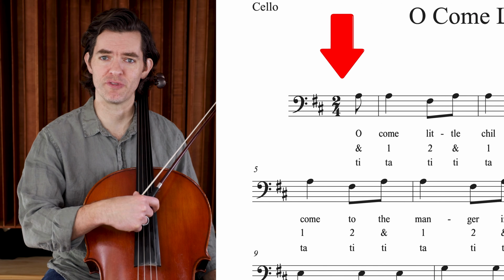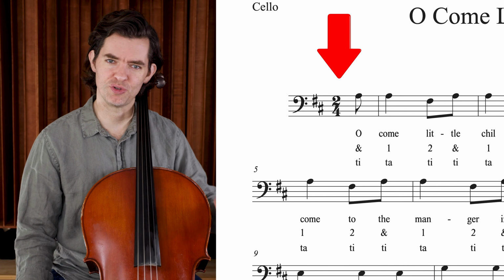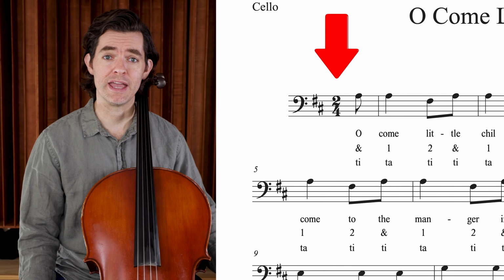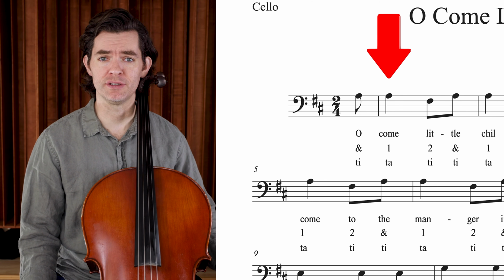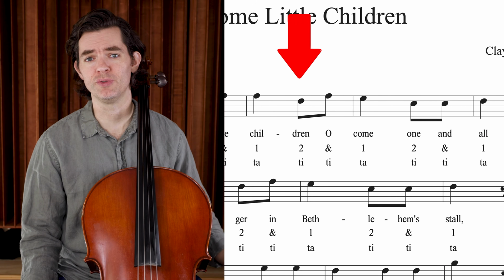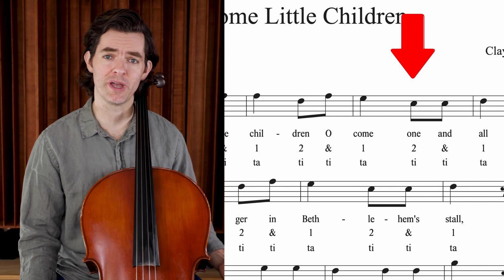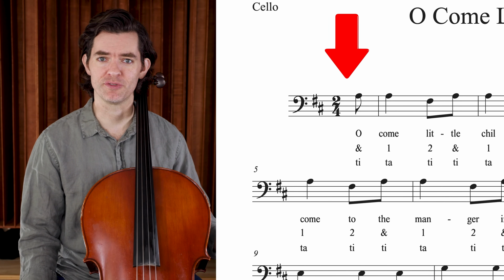See, we're singing the first phrase of O Come Little Children. Let's do it one more time. 1 and 2. And 1, 2 and 1, 2 and 1, 2 and 1. That's the first phrase, right?